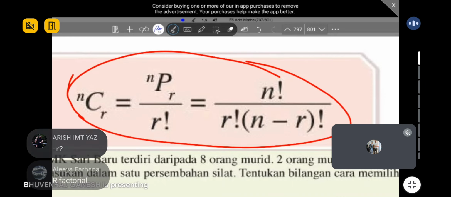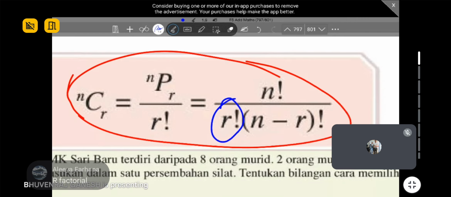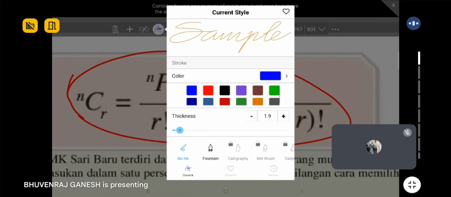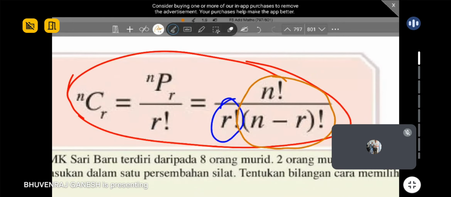Very good. Okay, this one. Yang ni, R factorial. Okay, so yang ni sahaja adalah rumus pilih atur. Betul? Okay, the orange one is permutation. But when you add R factorial, bila tambah yang ni, dia jadi gabungan.